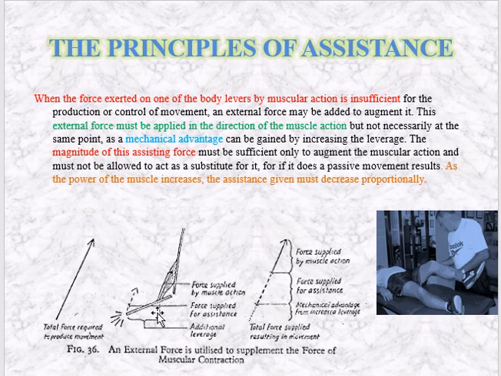The magnitude of this assisting force must be sufficient only to augment the muscle action and must not be allowed to act as a substitute for it. Otherwise, it becomes a passive movement. As the power of the muscle increases, the assistance given must decrease proportionally. Basically, in this diagram, that assistance is given to provide additional leverage and to obtain a mechanical advantage.